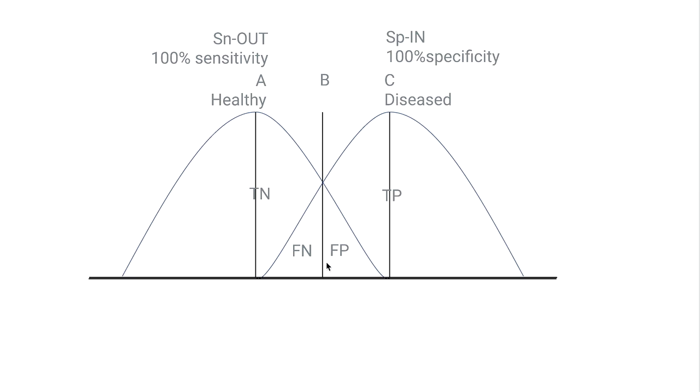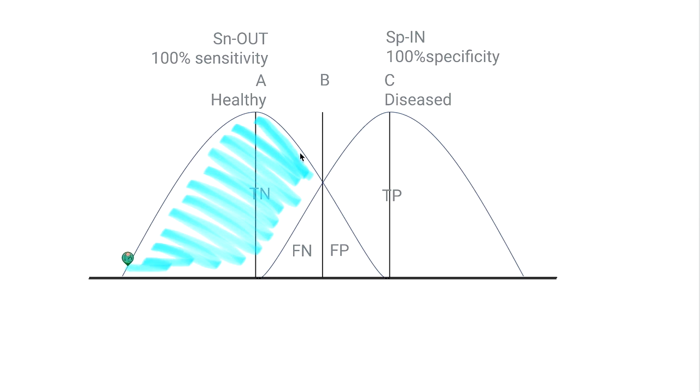Now, from point B, if we look towards the left, they'll be testing negative with this section representing true negative, and this section representing false negative. Towards the right, they'll be testing positive with this section representing true positive, and this section representing false positive.